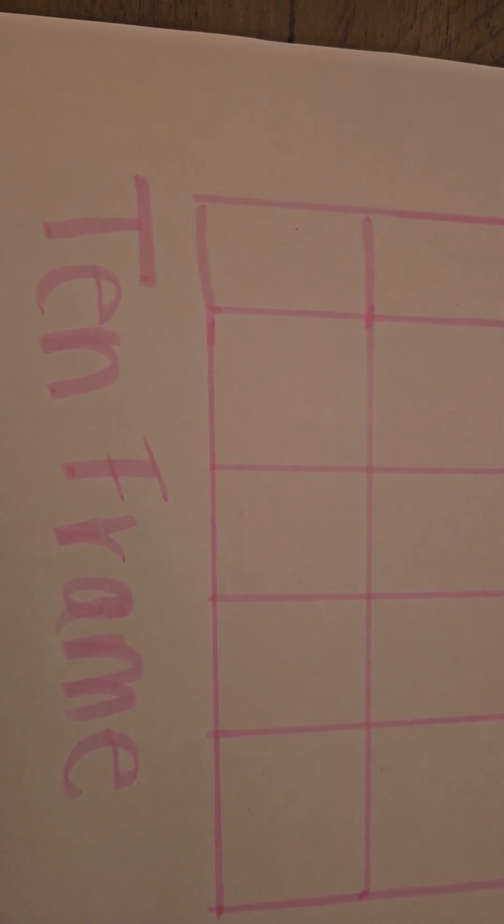So this is my mini lesson for Dr. Adams, and my standard will be MGSE1.NBT.2, which is understand that the two digits of a two-digit number represent amounts of tens and ones.